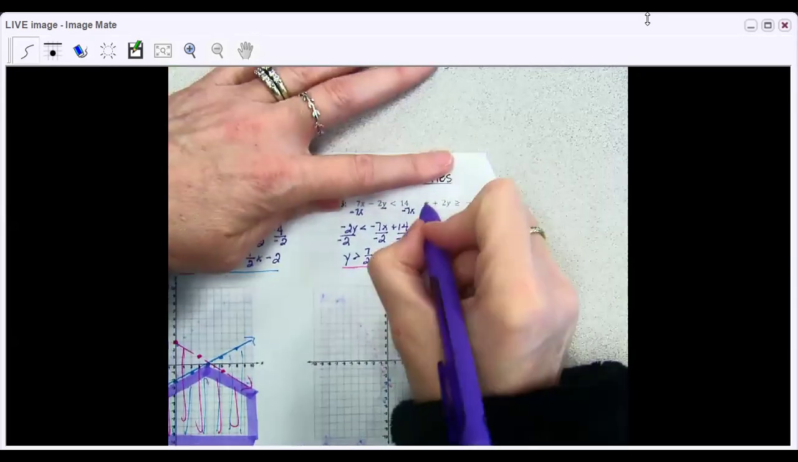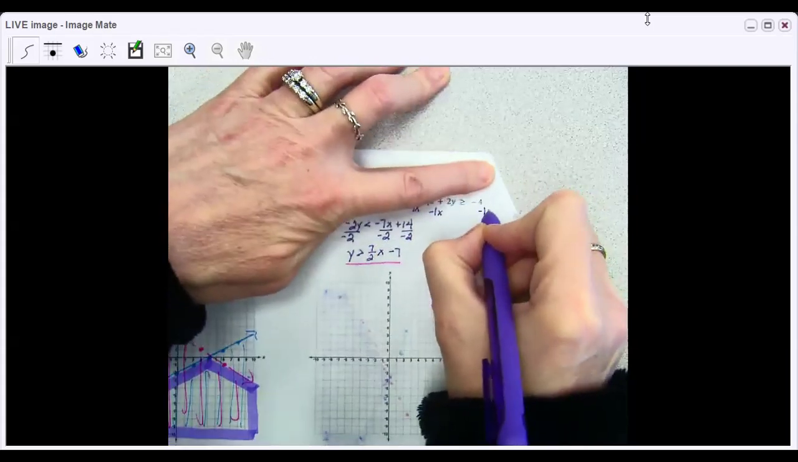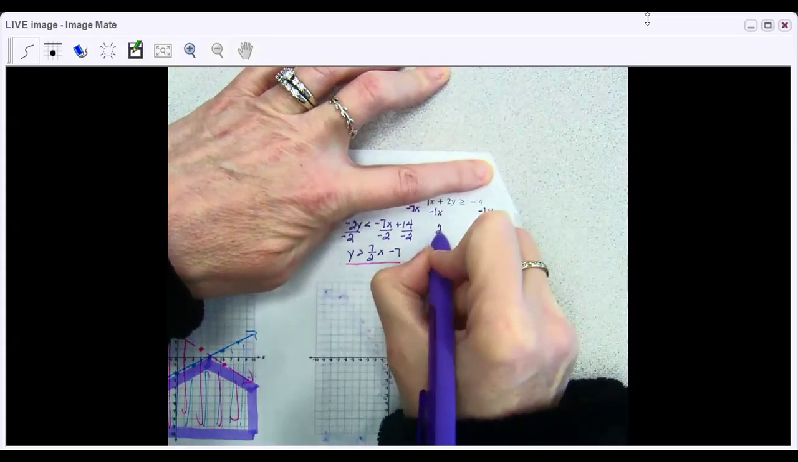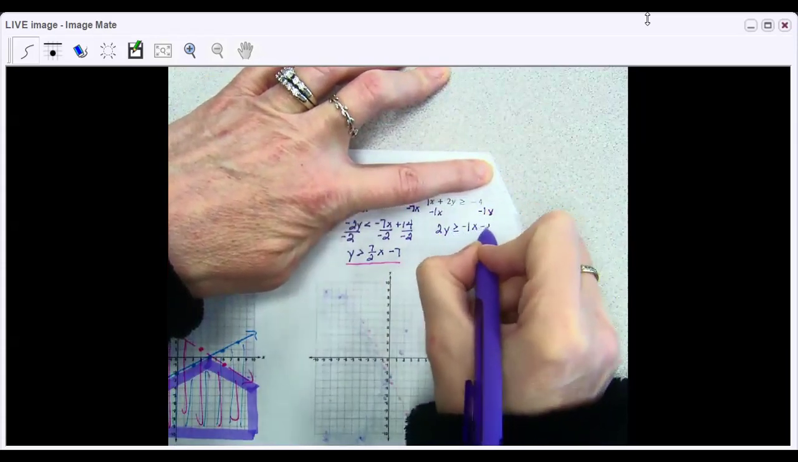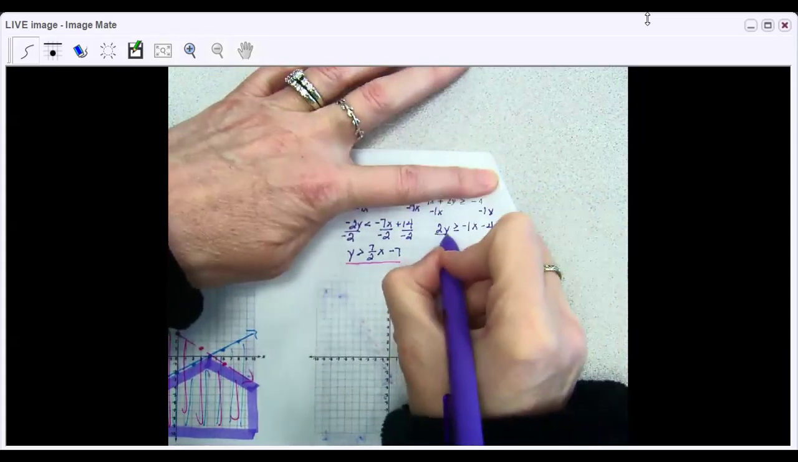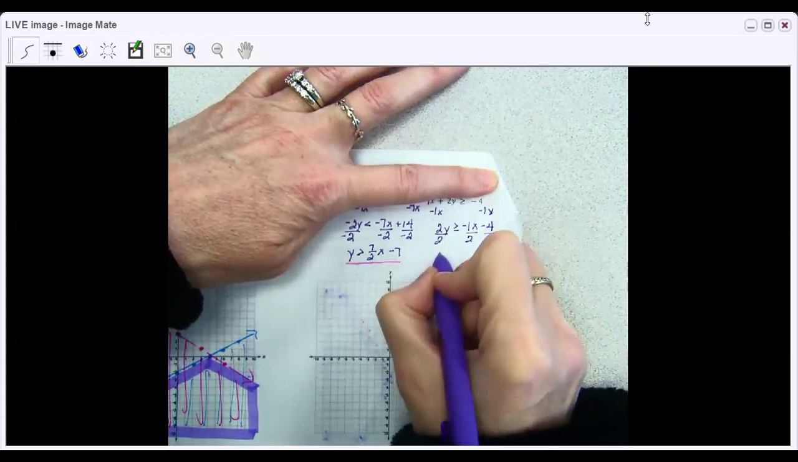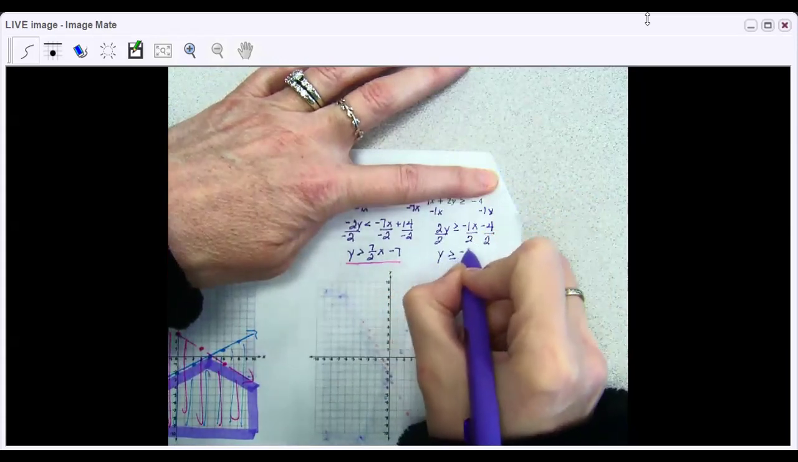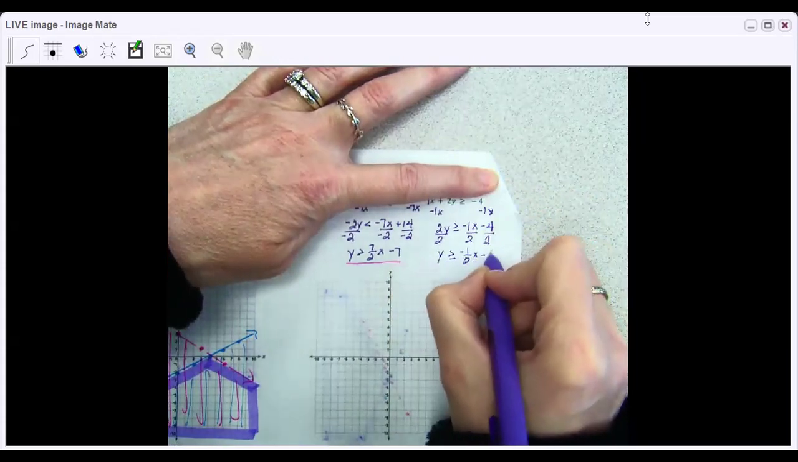Okay. The next one, I'm going to subtract 1x on both sides. I'm left with 2y is greater than or equal to negative 1x minus 4. And then I'm going to divide everything by 2. We do not need to flip the sign on this one. So y is greater than or equal to negative 1/2 x minus 2.